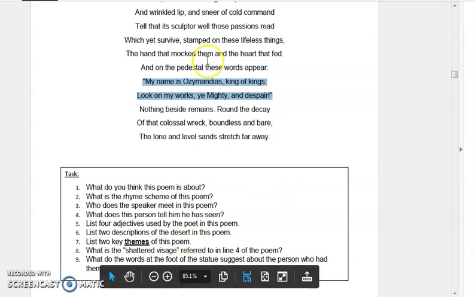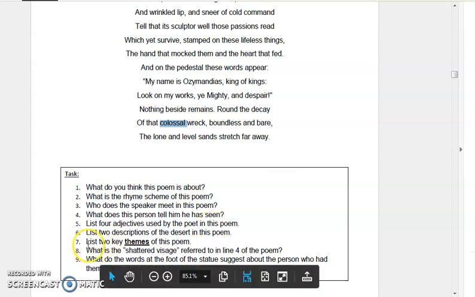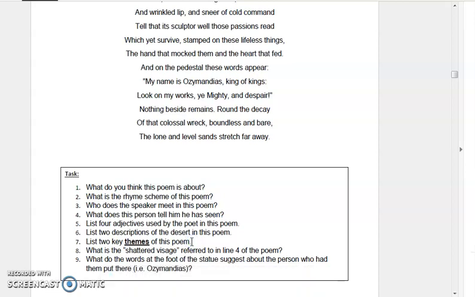Okay. So we've got pedestal and colossal. You may have heard colossal before. Colossal is basically synonymous to huge, big, massive. Okay, it's a colossal wreck. It's huge, which possibly shows how big the statue was at the time. But now it is a statue still, but it has been ruined, possibly by nature. The two themes in the poem we could possibly suggest are time, how things change over time, and maybe how it is man versus nature, how nature maybe is more powerful and durable than man.